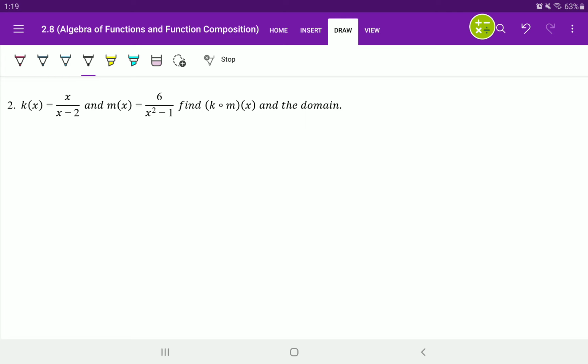On this one will be more of a challenge, a little bit more work, but it's definitely achievable. So we have two functions. We have k of x equals x divided by x minus 2, and m of x equals 6 divided by x squared minus 1. We want to find k of m of x and the domain.